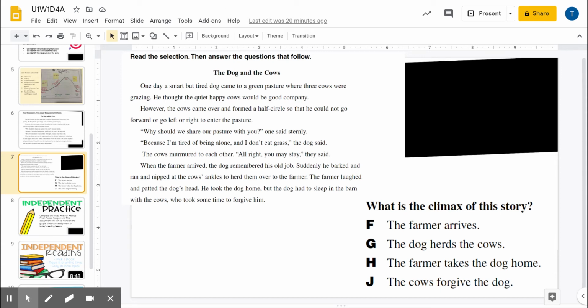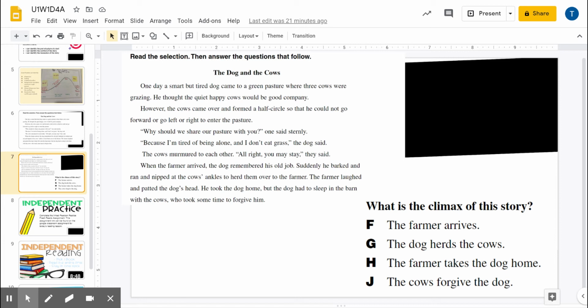The reason why I think this would be the next best choice to eliminate is because it shows the resolution to the story and not, in fact, the climax. Finally, the next choice that I think is best for us to eliminate is the farmer arrives. The reason I would like to eliminate this is because when the farmer arrives, it is not showing that the dog is facing the problem.